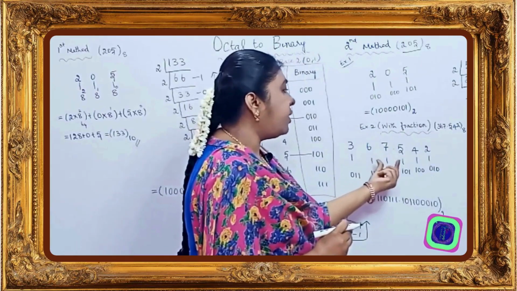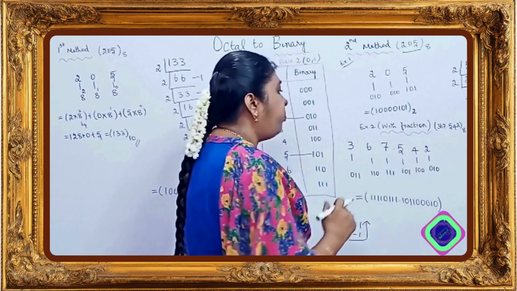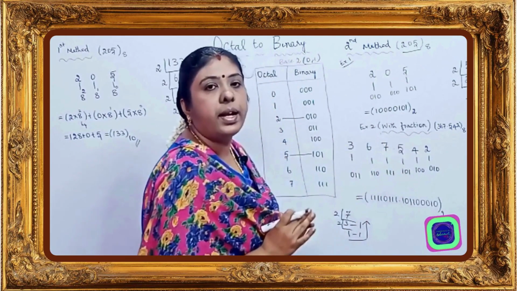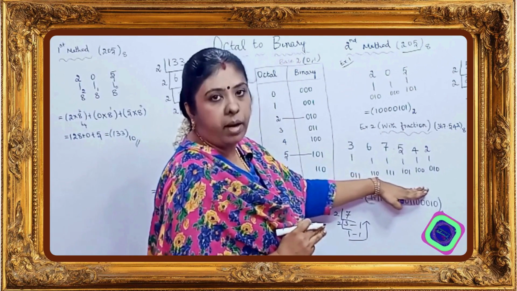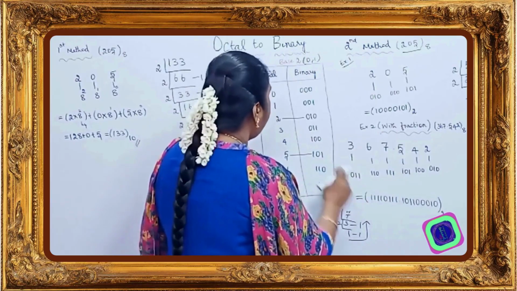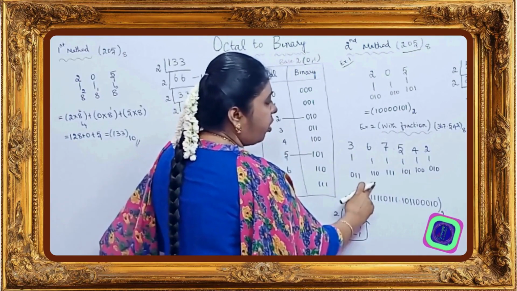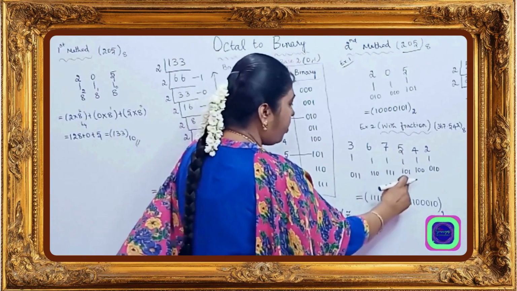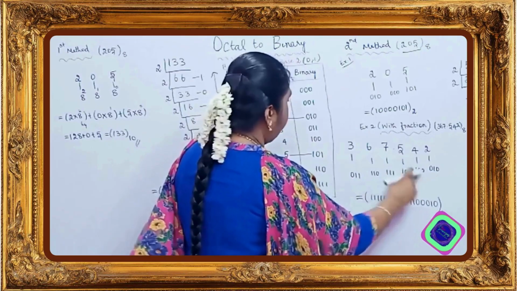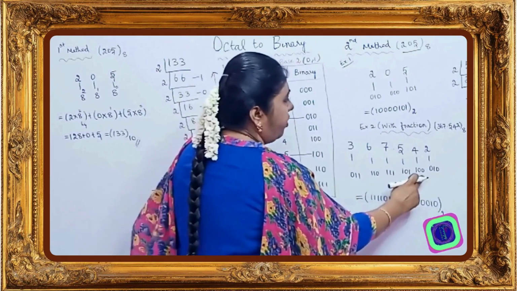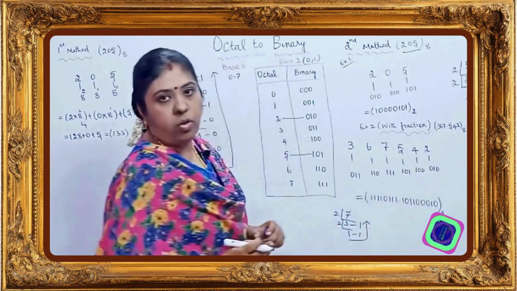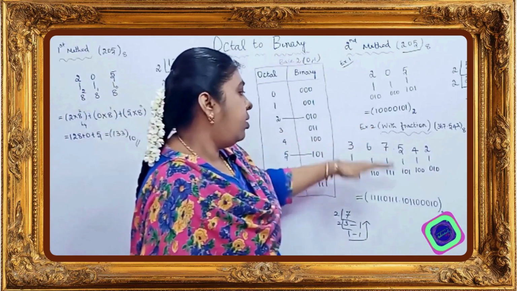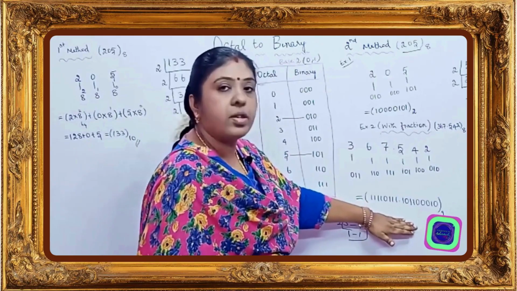So when considering 367.542, again we have to represent the values directly, that is, the concerned binary values. For 3, 0 1 1. For 6, 1 1 0. For 7, 1 1 1. For 5, 1 0 1. For 4, 1 0 0. And then for 2, 0 1 0. And then we have to segregate all those values and write the answer.